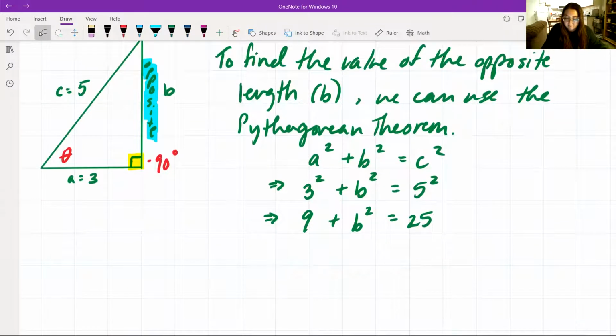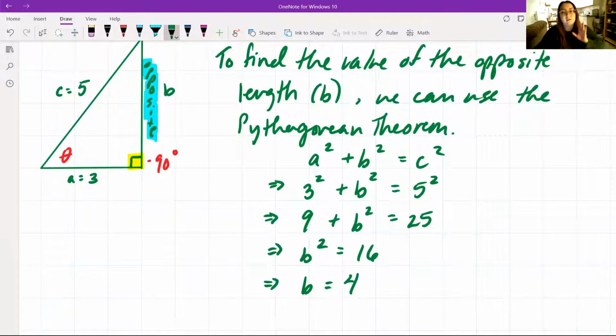We subtract 9 from both sides. When we do, we get b squared is equal to 16, where the square root of each side gives us b is equal to 4. Yes, we know that the square root of 16 is technically positive or negative 4, but since we're working with things like triangles, we're not going to have negative lengths. That also just doesn't really make a lot of sense. So we don't have any negative lengths, so whenever we find these values, they're always going to be positive unless specifically stated otherwise.